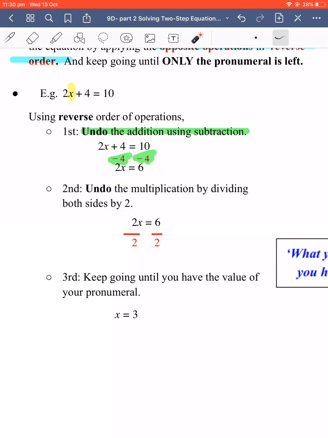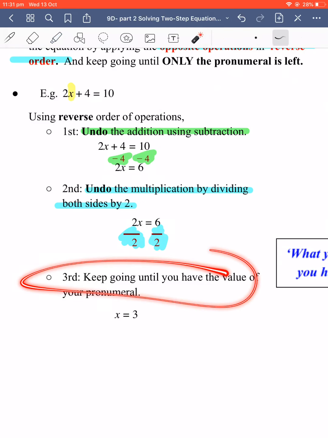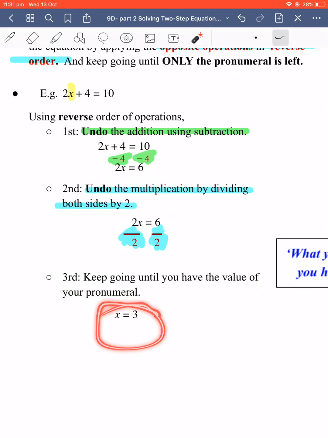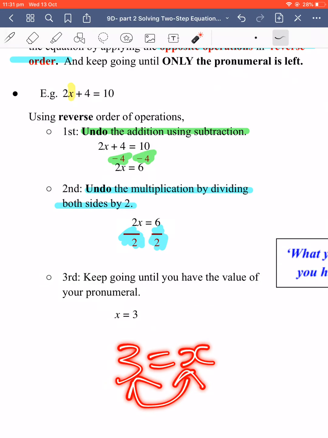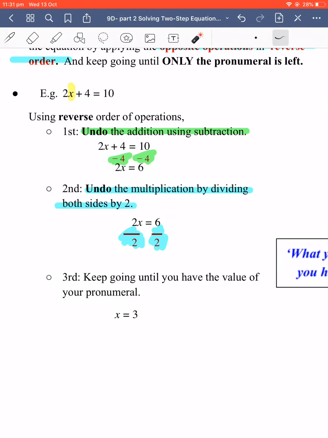Then again, I want to undo that multiplication by dividing, and this time I'm going to do again on both sides, because what I do to one side, I have to do the other. And then basically you just keep going with that process until you end up with your value for your pronumeral. Just remember that it has to be the pronumeral on the left-hand side. If it ends up looking like this, just flip it. So you end up writing x equals 3. Okay, on to worked examples.